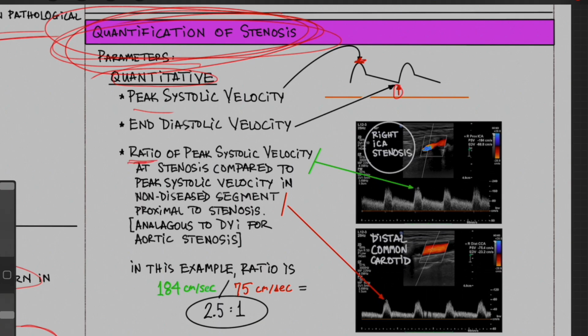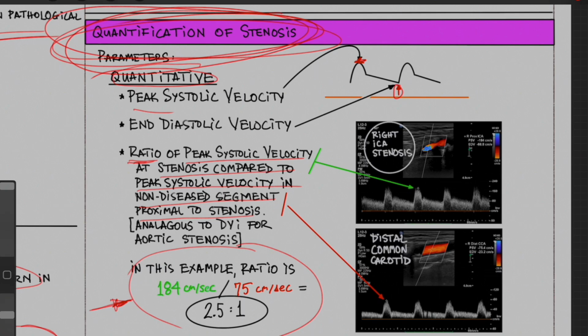And then this is a familiar parameter, the ratio of the peak systolic velocity at the stenosis compared to the peak systolic velocity in the non-diseased segment. This is just like aortic stenosis, where you're using the peak velocity at the stenosis and comparing it to the peak systolic velocity right before the stenotic area, just like the LVOT tracing. But they invert the ratio compared to the DVI. We use the slow one over the fast one, so it's a decimal, a fraction of one. But in vascular land, honestly, it makes more sense. They use the inverse of that. So 4-to-1 would be a very high ratio.